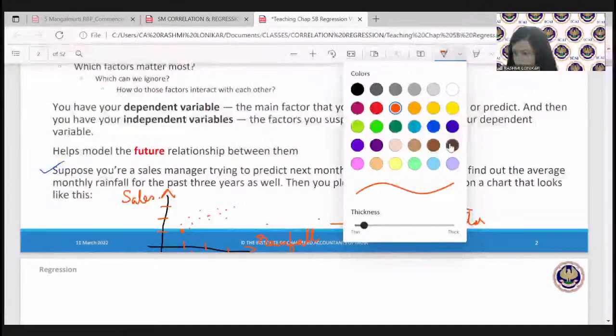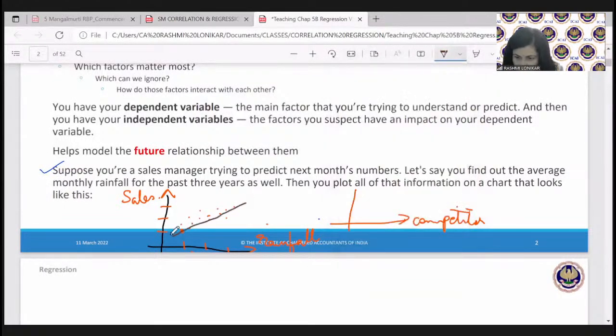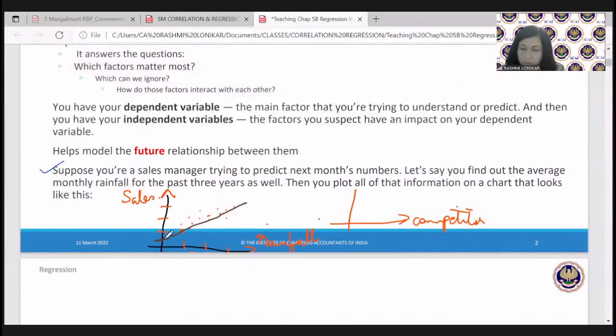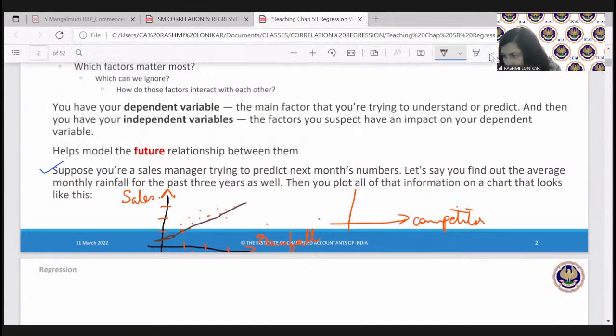Let me take this. Suppose this line is over here. It has not come out good. Let me redraw the line.